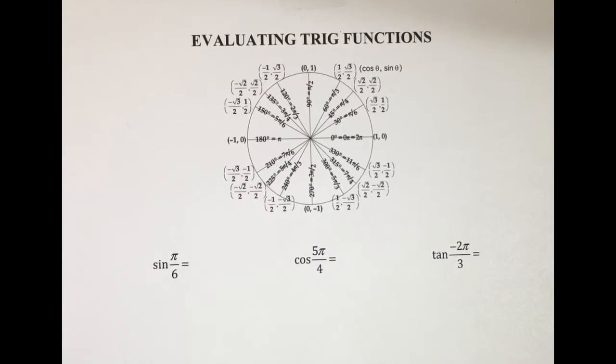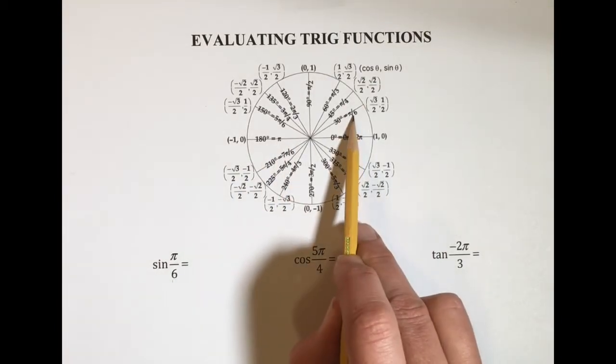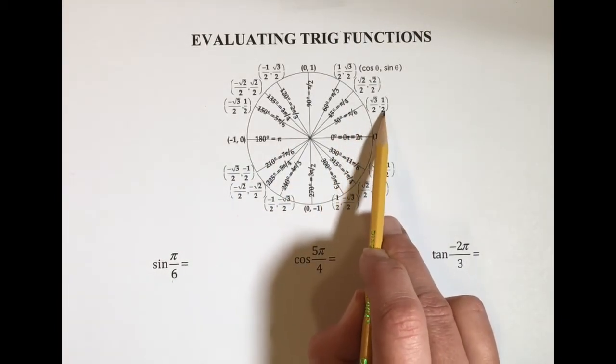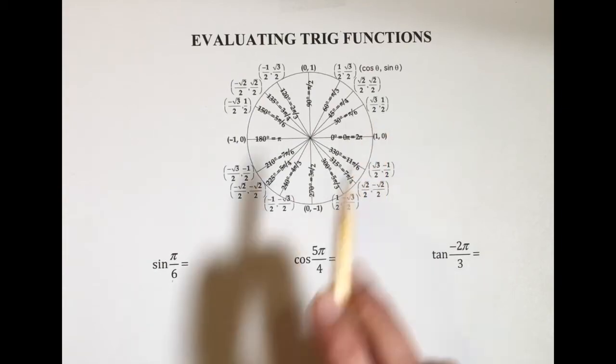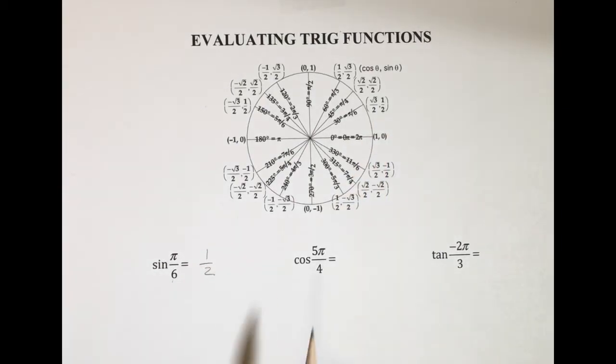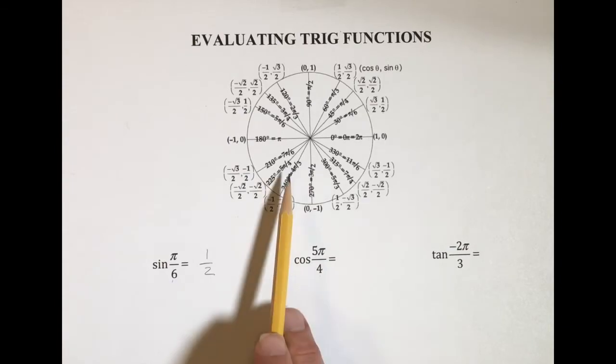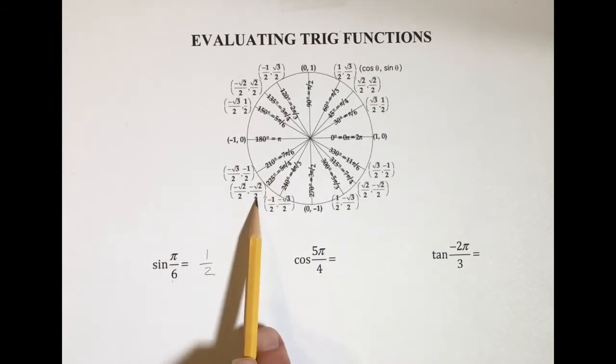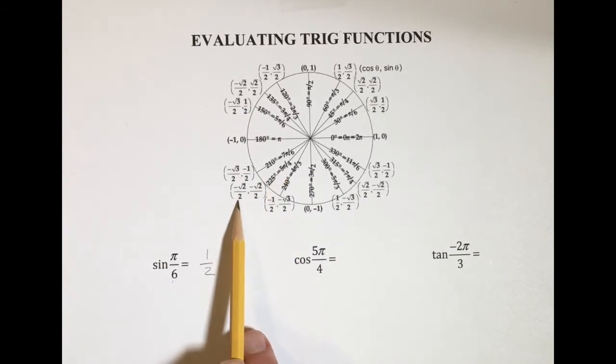This process became even easier when we were permitted to use our unit circle. To evaluate sine of pi over 6, we just find pi over 6 on the unit circle, and your cosine and sine values are right there. Sine of pi over 6 is 1/2. We find 5 pi over 4 on the unit circle. Here's 5 pi over 4, and cosine and sine are right there waiting for you. Cosine of 5 pi over 4 is negative radical 2 over 2.